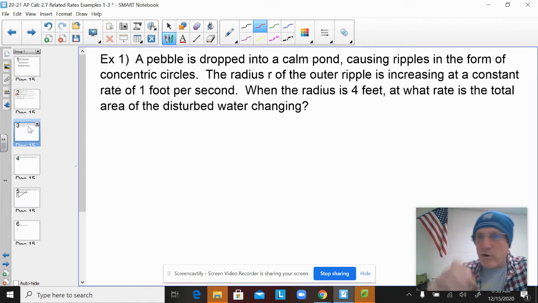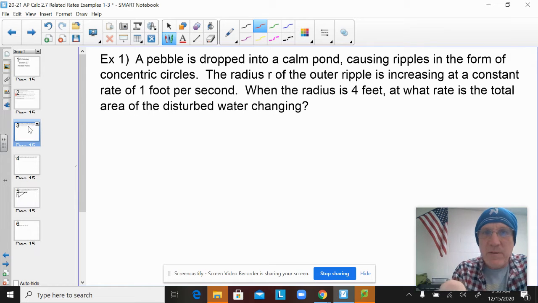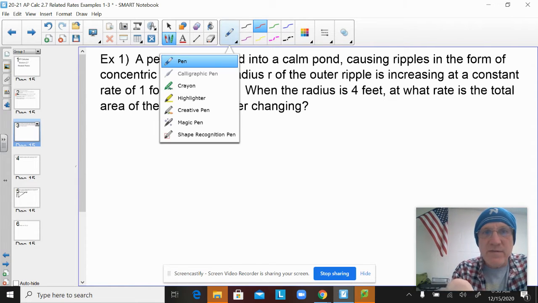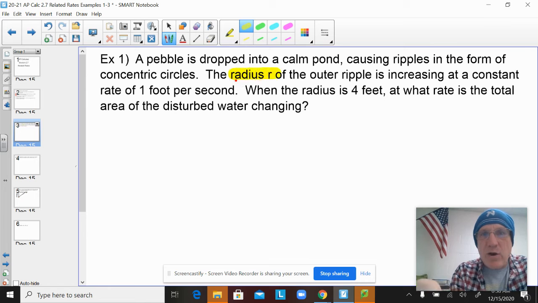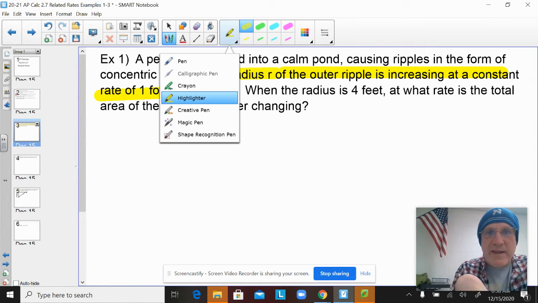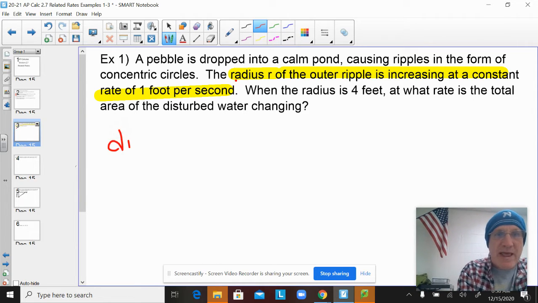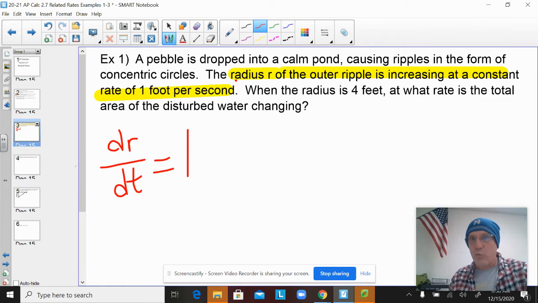So we have to turn those sentences into some equations or some mathematical statements. Let me highlight this. The radius r is increasing at a constant rate of 1 foot per second. The radius r is increasing. That's the rate of change. You have to read that as dr dt equals 1. So that's what that thing says in yellow.